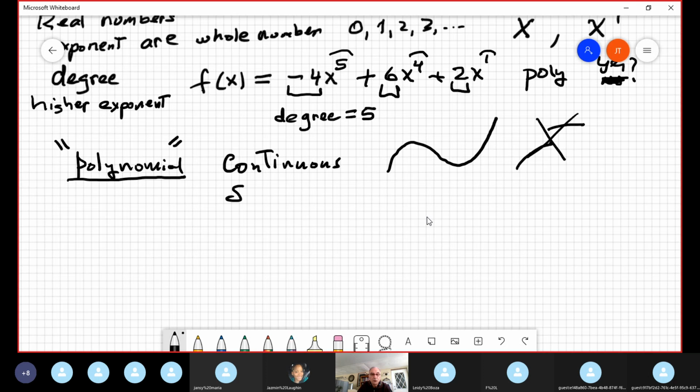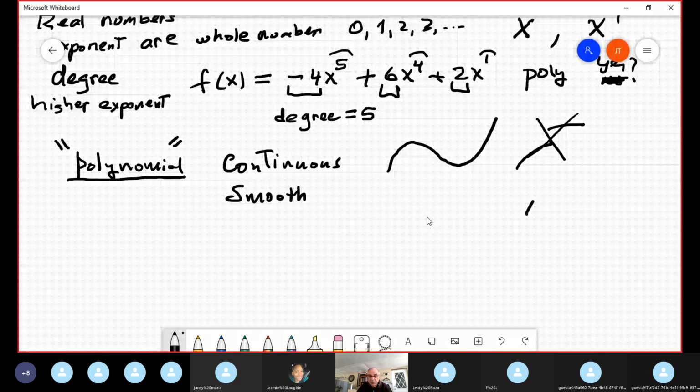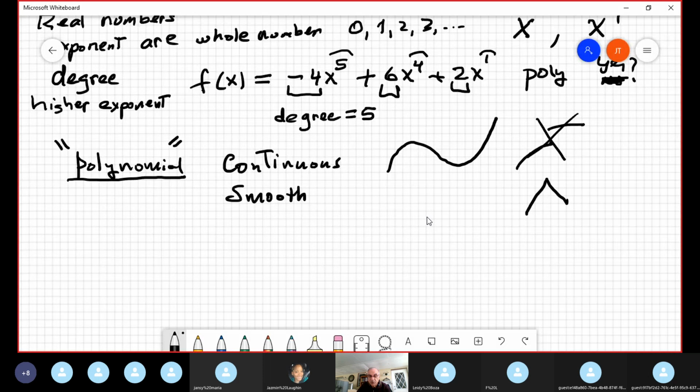It's smooth also. Like this is totally smooth. So it's impossible to be something like that. This is not smooth. Okay, so we have no gap in the polynomial graph, never. We have no hole, never. We have no asymptote. Okay, we will discuss this in its moment. Now, forget about this word.